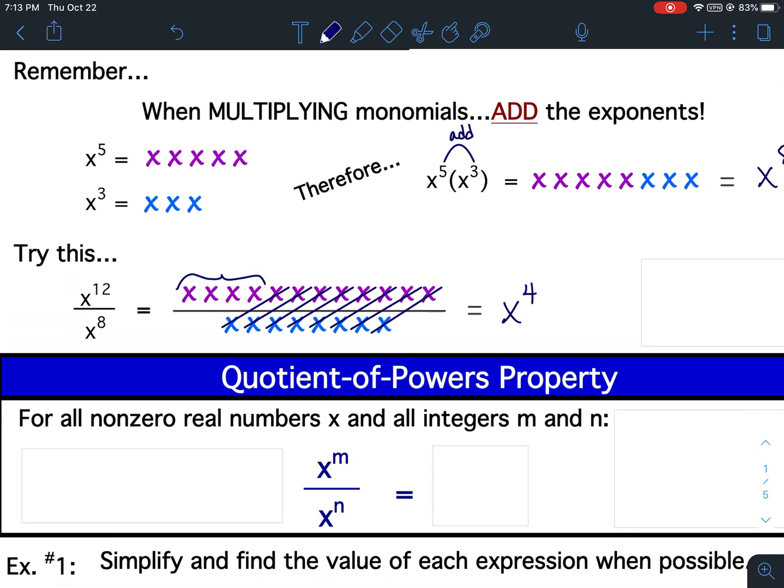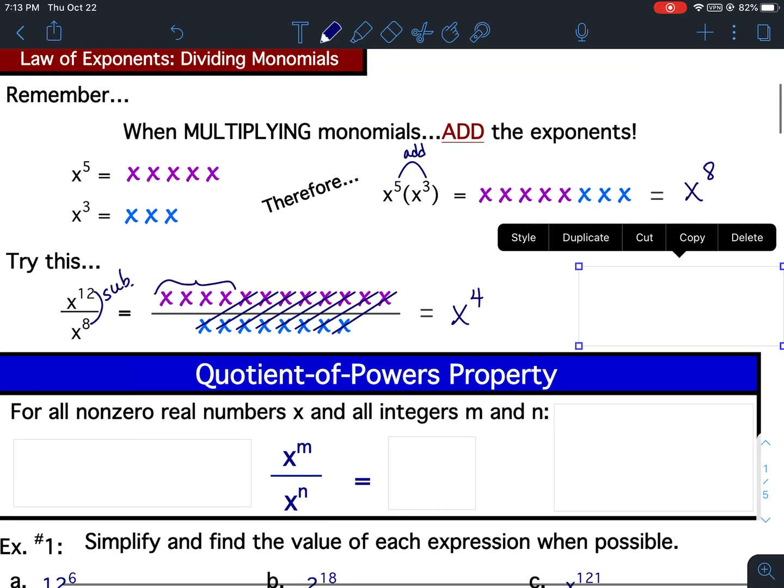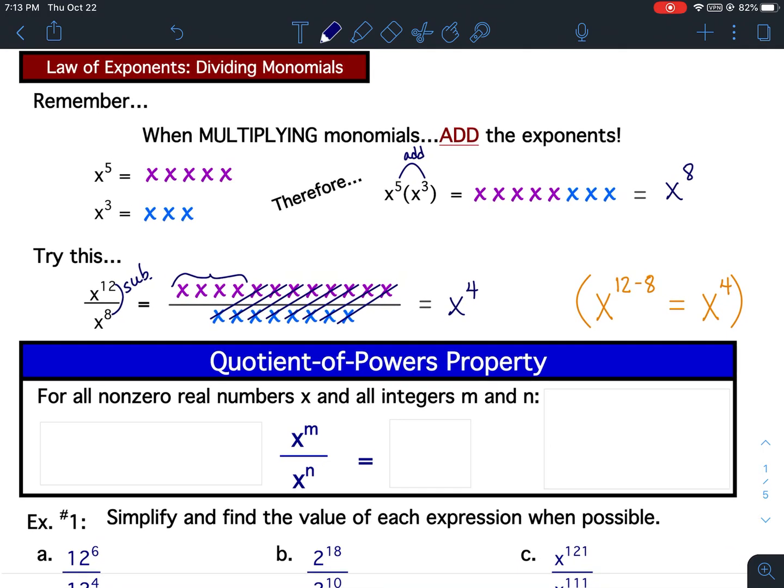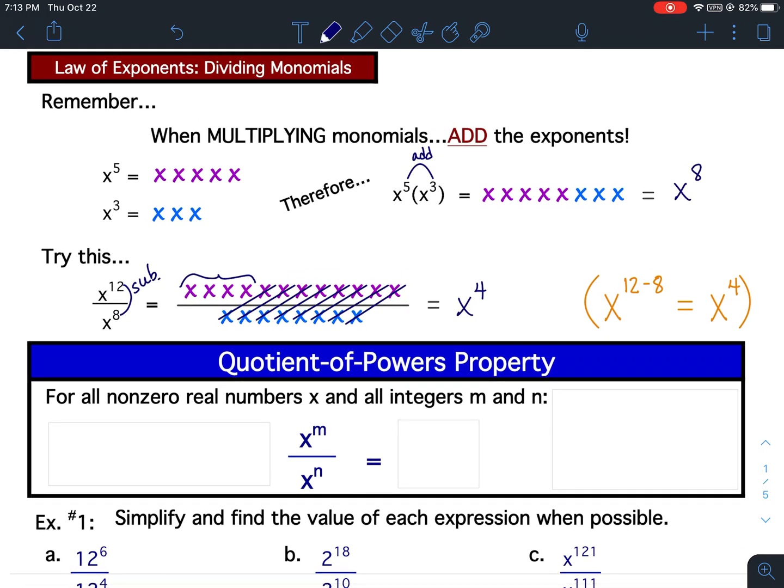So in other words, if you look at your exponents over here, x to the 12th and x to the 8th, I get x to the 4th. How would that happen? I subtract. In other words, x to the 12 minus 8 is what I would do. 12 minus 8 is 4. So again, when you multiply, you add the exponents. When you divide, you subtract the exponents.